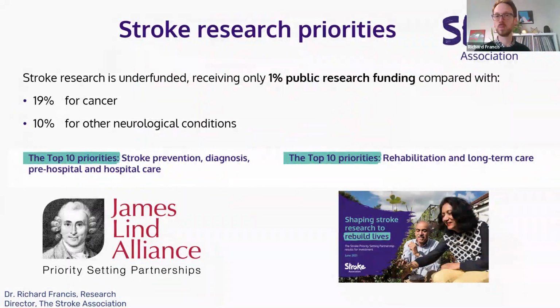We ended up with two top 10 lists, and these were organized around the stroke care pathway. We have a top 10 priorities around prevention, diagnosis, pre-hospital and hospital care, and our top 10 priorities around rehabilitation and long-term care. We really want these to be the priorities the researchers use to think about the research questions and the projects that they work on. I'd really urge you to look at the report that outlines the detail of these, which is hosted on our website. Next slide, please.